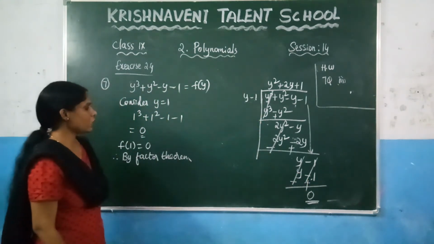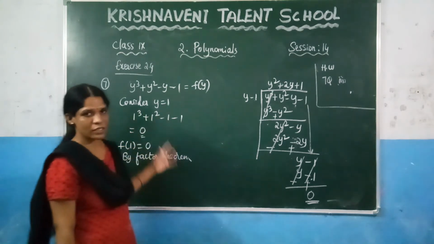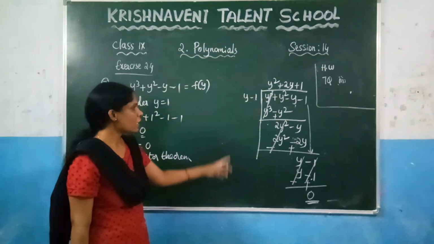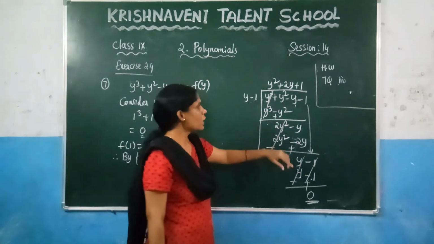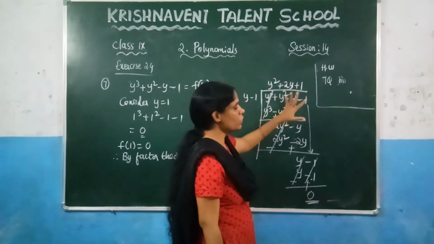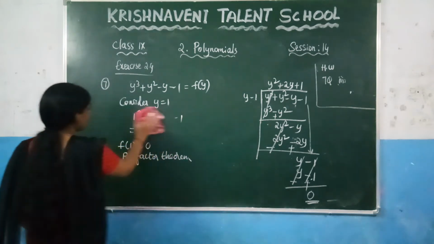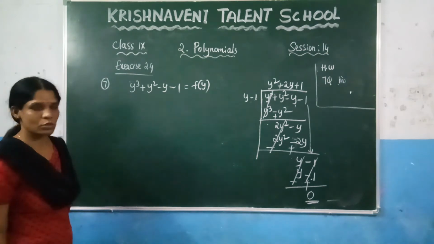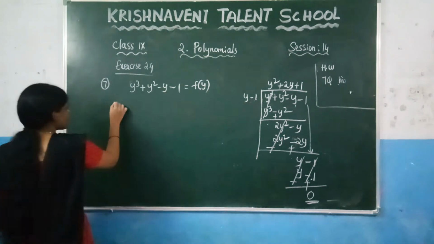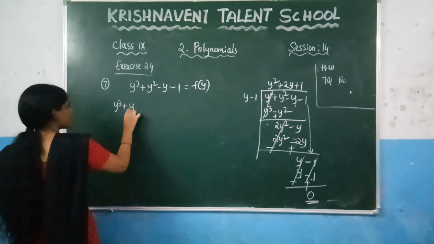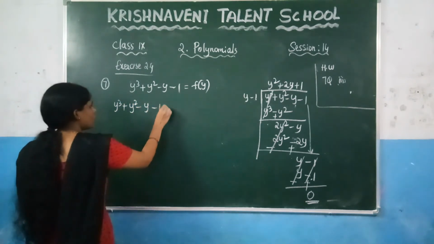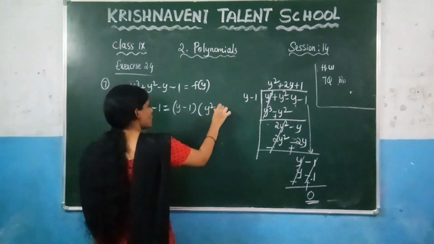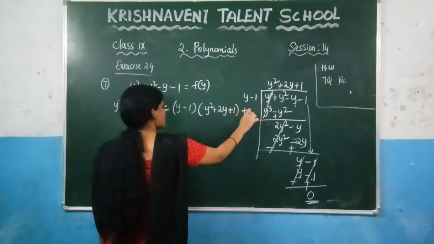Now here we got y minus 1 as one factor by using the factor theorem, and by dividing these two polynomials you got the remainder as 0. So we can say that y minus 1 is one factor of this polynomial. Now here we got one quadratic polynomial. Now we need to split this polynomial. So again write it here according to the divisibility rule. How can you write? Dividend is equal to divisor into quotient plus remainder. So what is the divisor in this case? y cube plus y square minus y minus 1 equals the divisor, which is y minus 1, into quotient y square plus 2y plus 1, plus remainder, which is 0.